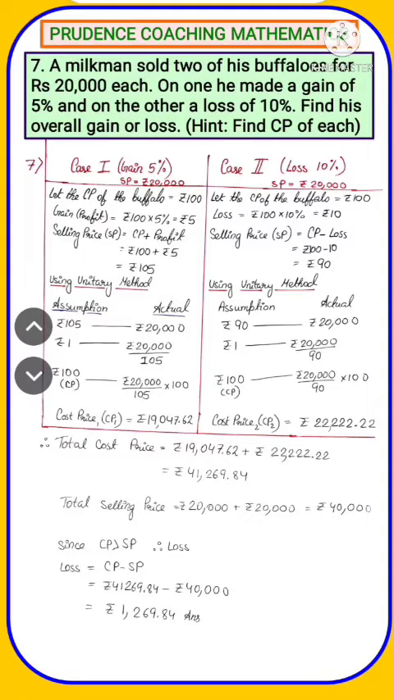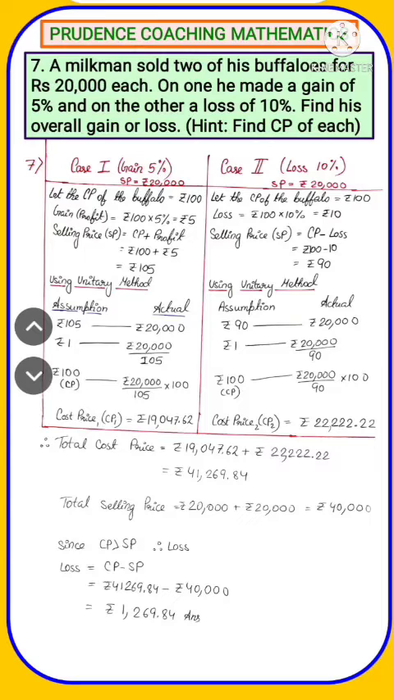So my dear students, here if we add this to the cost price, we will get the total cost price, that equals rupees 41,269.84 paise. So this is our cost price, and we know our total selling price. According to the question, we will add this value, that is 20,000 plus 20,000, you are getting 40,000. Now as you can see here, the cost price is more than the selling price. Whenever cost price is more than the selling price, then you will get a loss. So we have written, since the cost price is greater than SP, therefore loss.